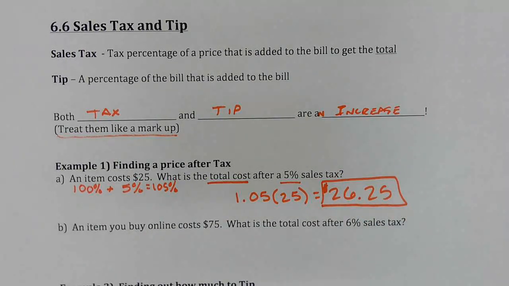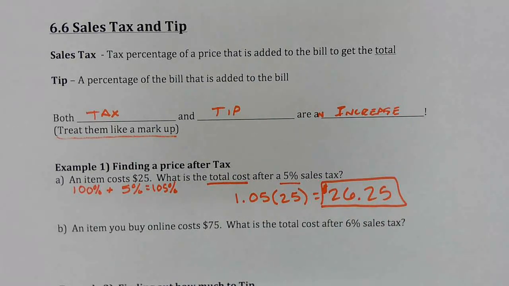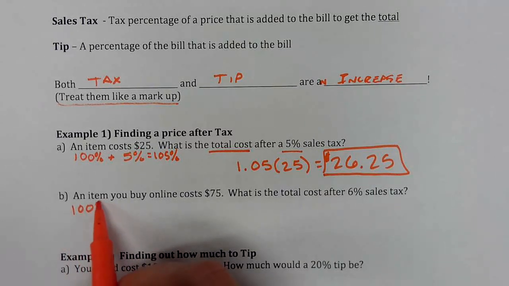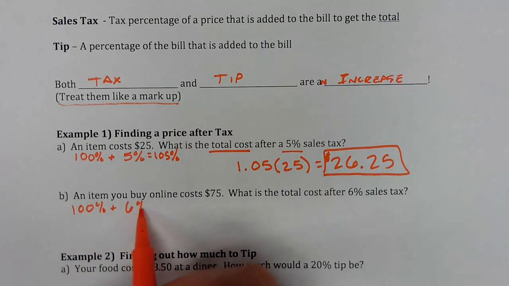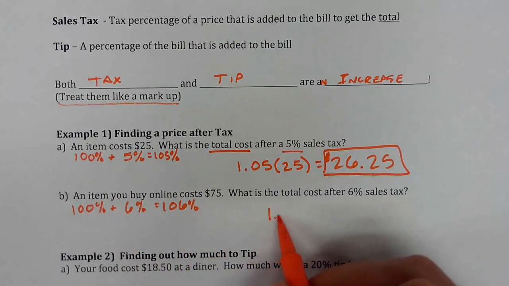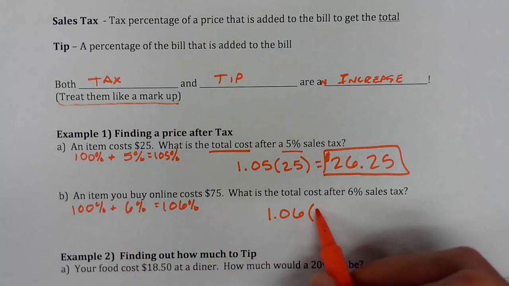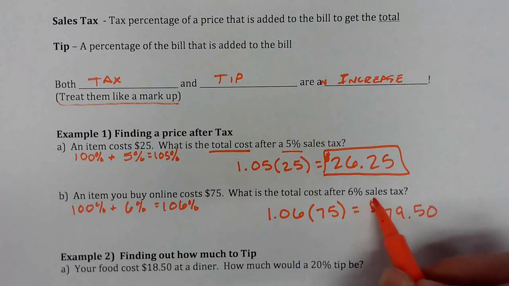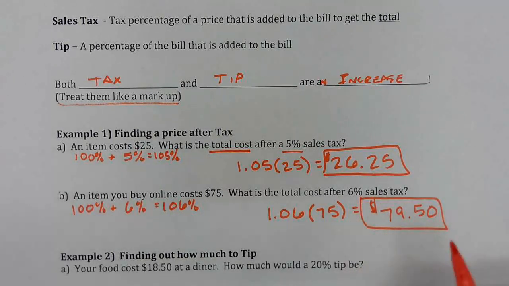An item you buy online costs $75. What is the total cost after 6% sales tax? So again, 100% plus 6% is 106%. 1.06 times $75 will give us an amount of $79.50. Total cost, $75 with the 6% tax.